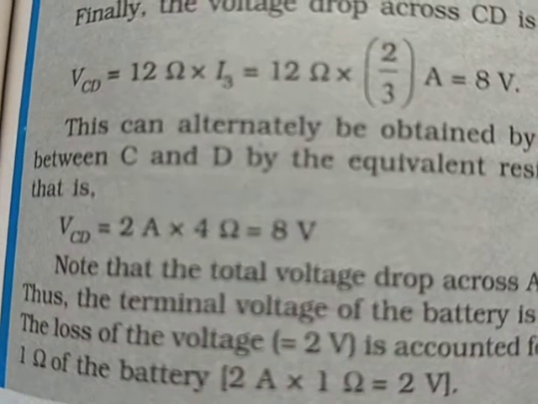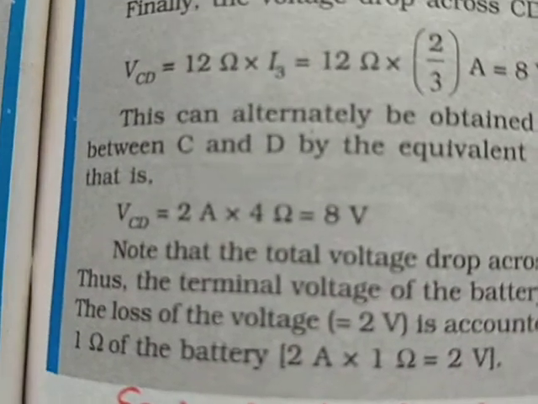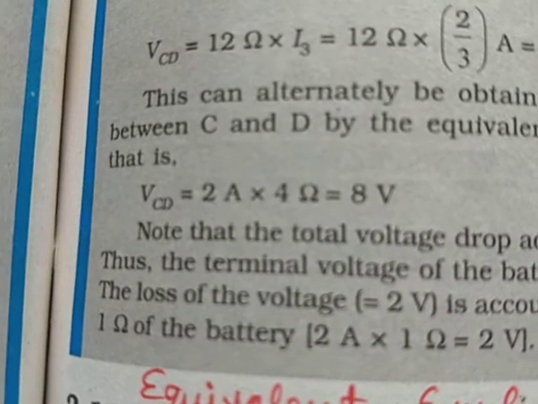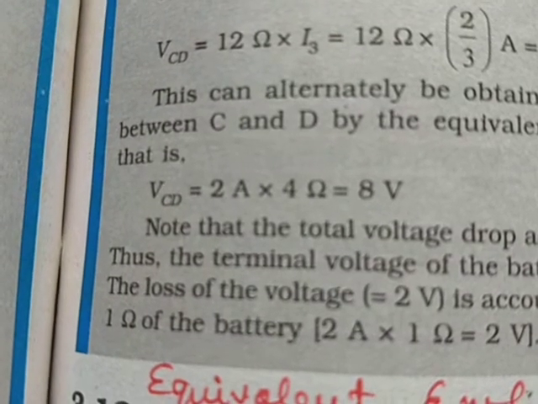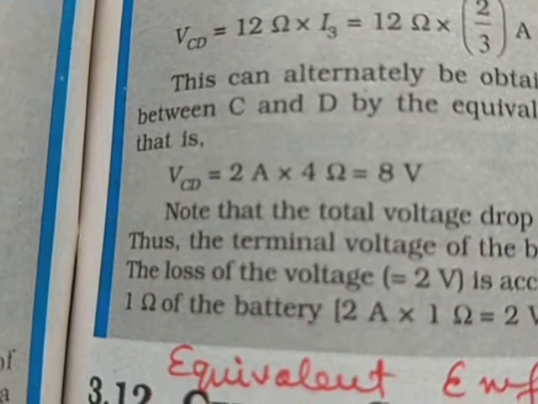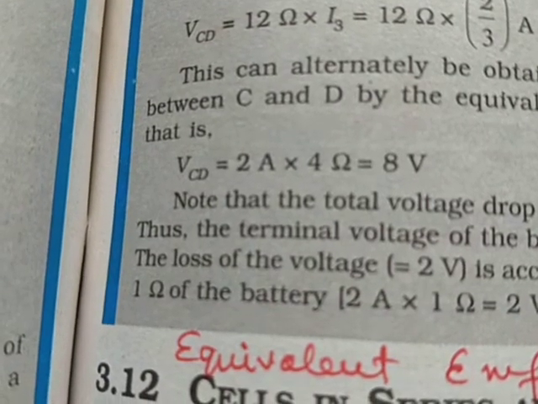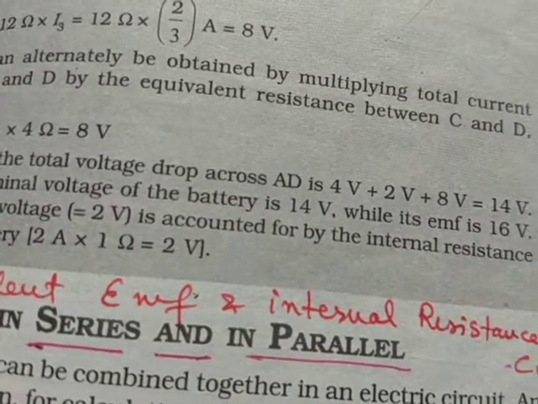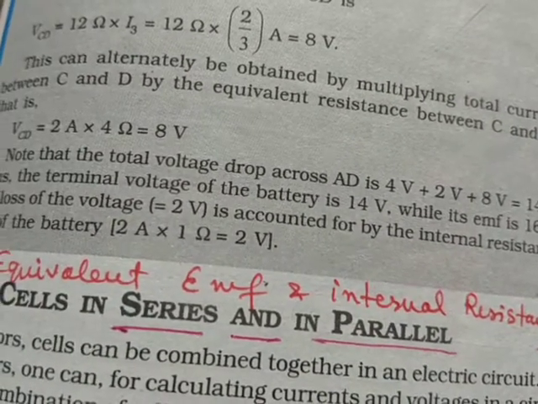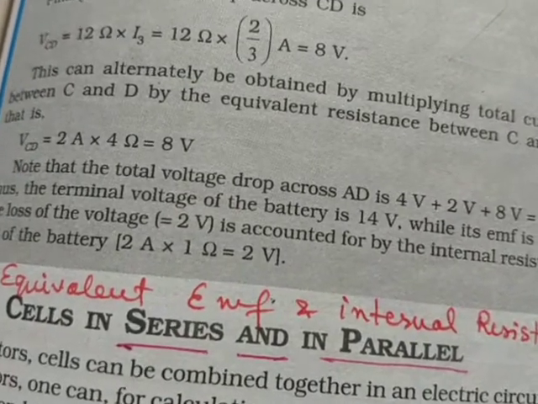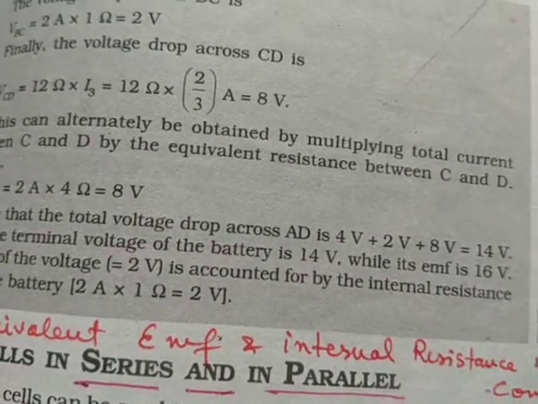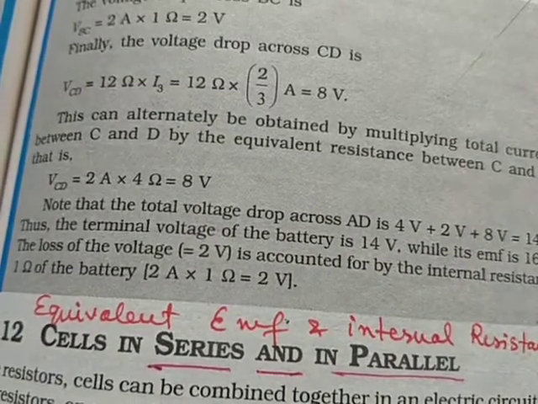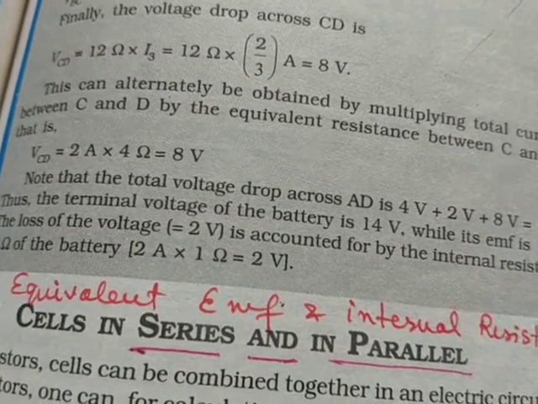We can also find it by using the other method, taking the equivalent resistance of the combination of 12 ohm and 6 ohm, and then multiplying with the total current drawn by the wire. So that becomes 4 into 2, that is 8 volt. So either way we get the same result. Now when we add the potential drops across each arm, that is 4 volt, 2 volt and 8 volt, it becomes 14 volt only. Thus the terminal voltage of the battery will show only 14 volt.